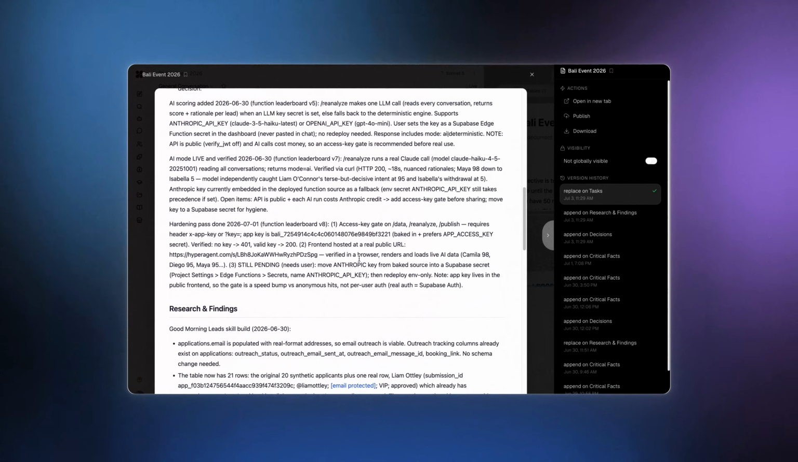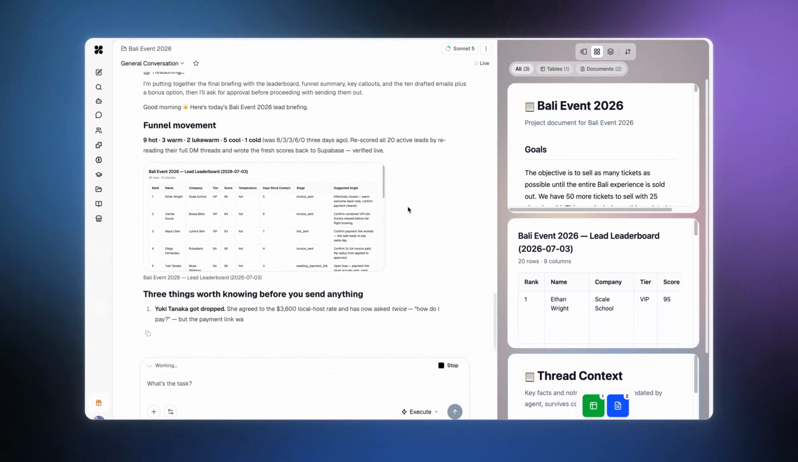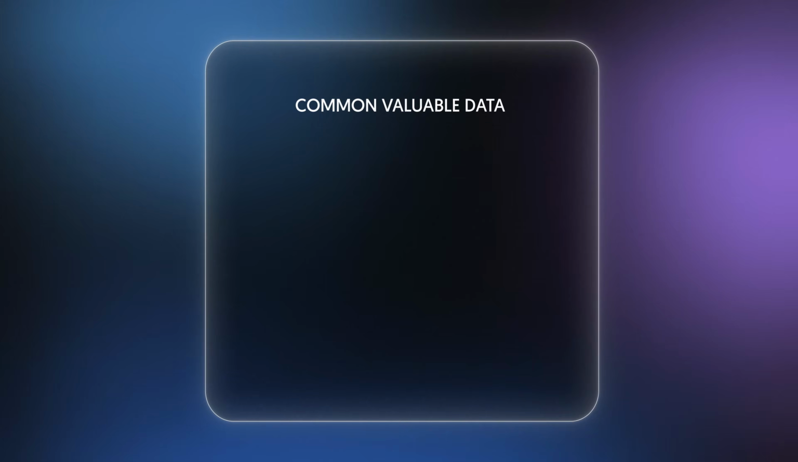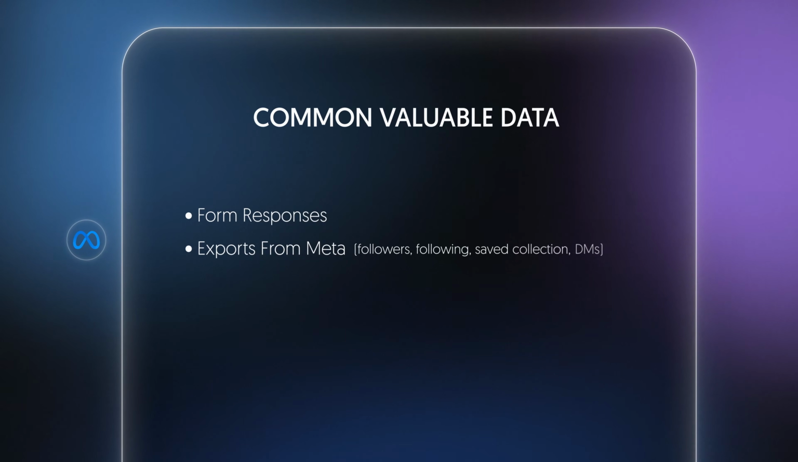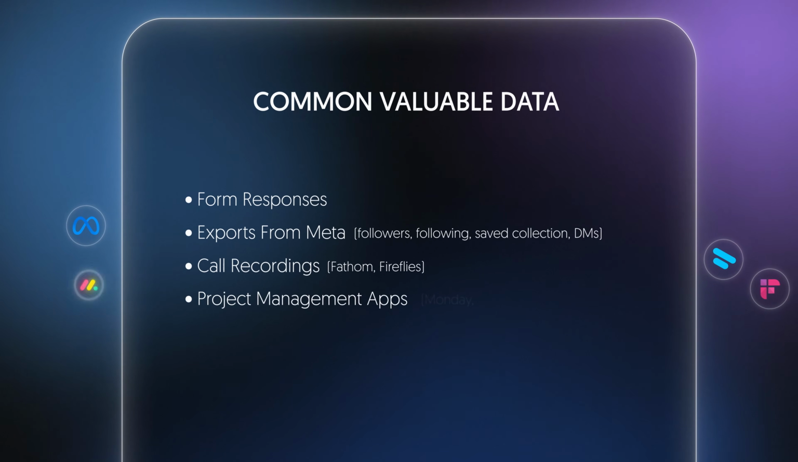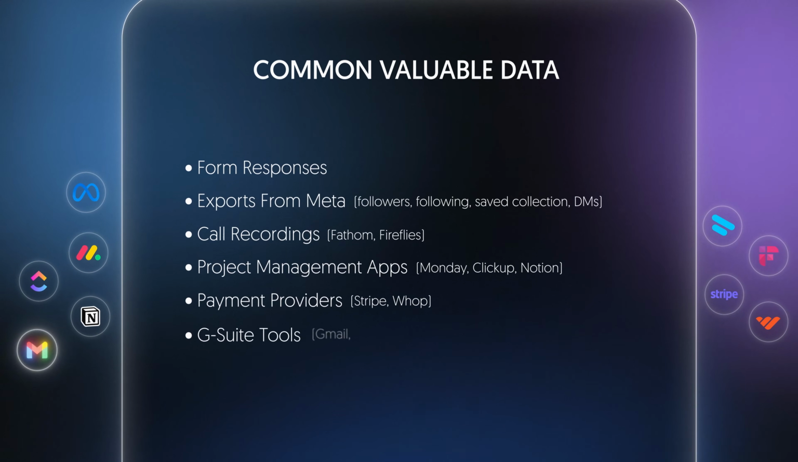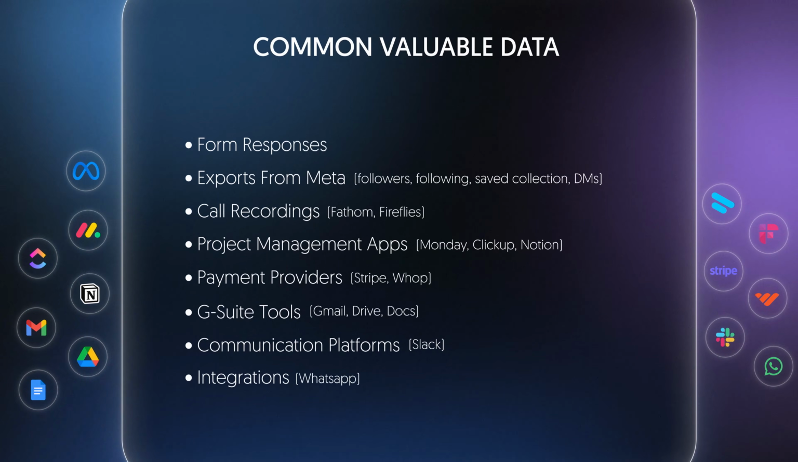One of my favorite features in HyperAgent is the automatic context management system, which is just constantly updating docs as you work so that the AI is always fully aware of what you're working on, key decisions that you've made, etc. Common ones my clients find valuable are any kind of spreadsheet like form responses, exports from Meta, including your followers and following, saved collections and DMs, call recordings from Fathom or Fireflies, your to-do list and project management apps like Monday or ClickUp or Notion, payment providers like Stripe or WAP, your G Suite tools like Gmail or Drive or Docs, communication platforms like Slack, and even integrations like WhatsApp, which allow you to read and send messages without ever leaving your HyperAgent workspace.